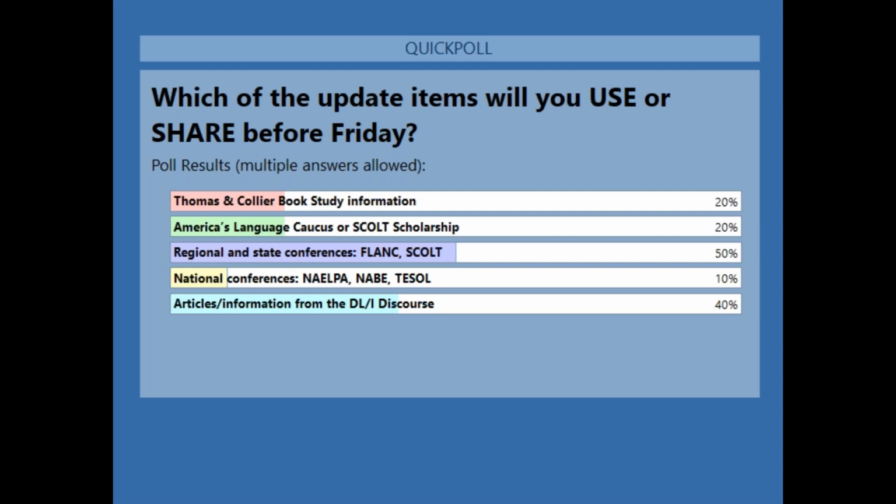And again, we're always looking for information. You'll be getting details from us about how you can submit ideas, what you'd like to see in the DLI Discourse magazine or on the website, as well as if you'd like to submit an article yourself and become an author. And just going back to the Thomas and Collier book studies, we did have a question about what if I have a conflict on Tuesday afternoons, will the book study be offered on different days of the week?